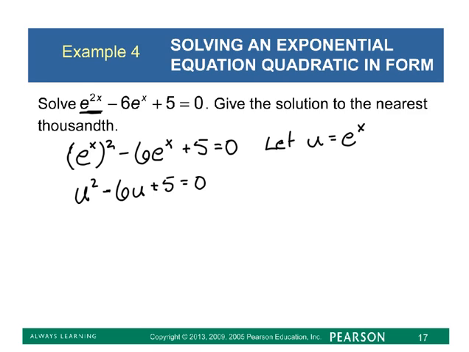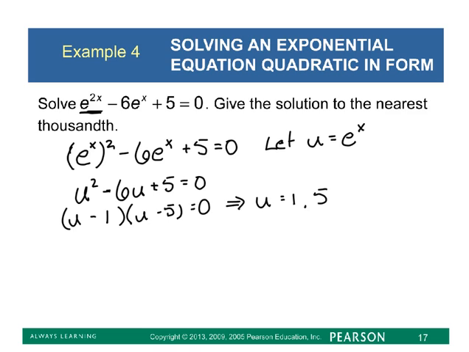And now we have a quadratic to solve. So in our quadratic, this is what we're going to do. We're going to factor first. So this factors to u minus 1 times u minus 5. And so we get the solutions from it. We get u is equal to 1 and 5.